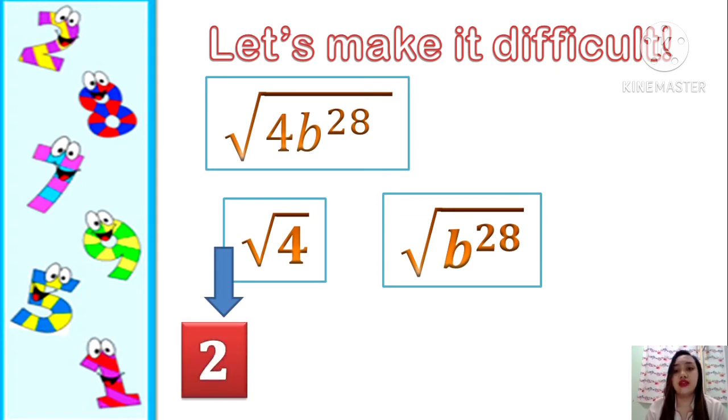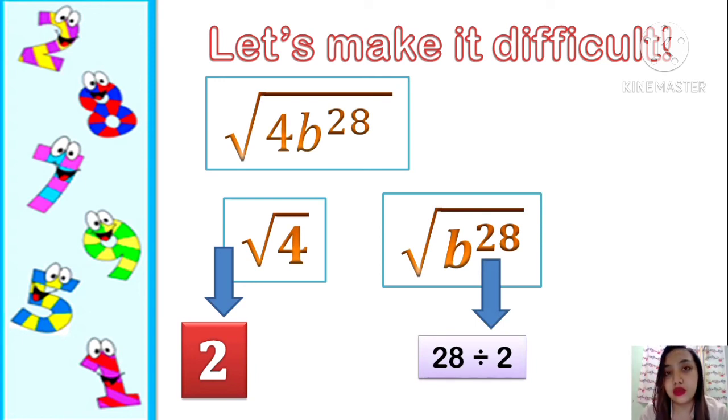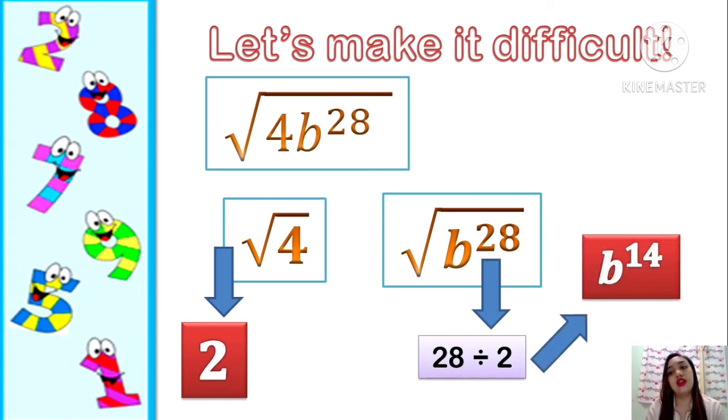How about the square root of b to the 28th power? Of course, the exponent will be divided by 2. Hahatiin sa dalawa si 28. And what will be the answer? 28 divided by 2. It's what? 14. So, meaning the exponent of variable b is now 14.